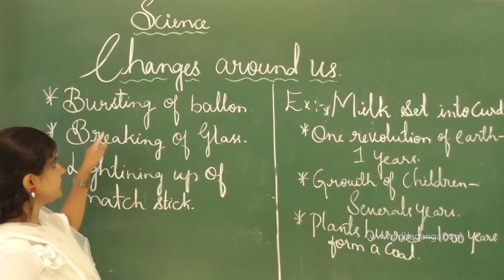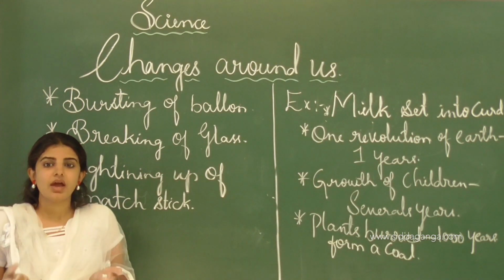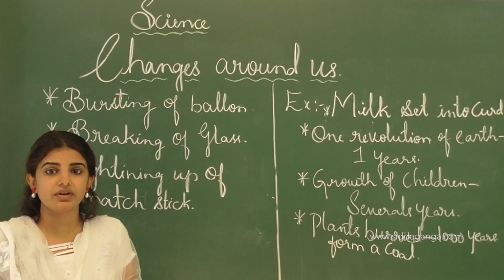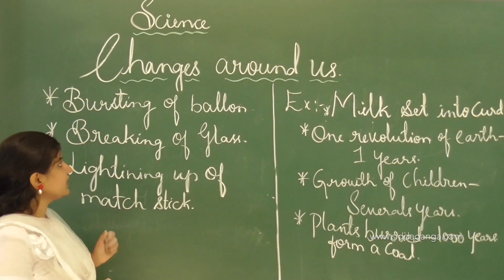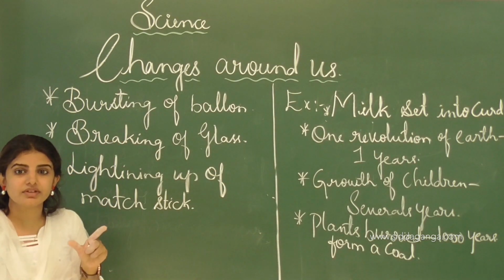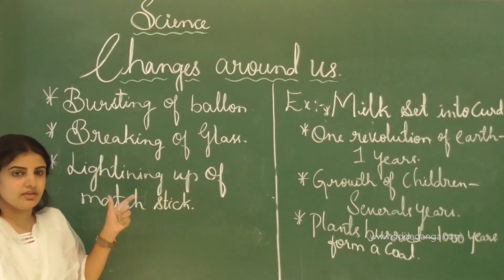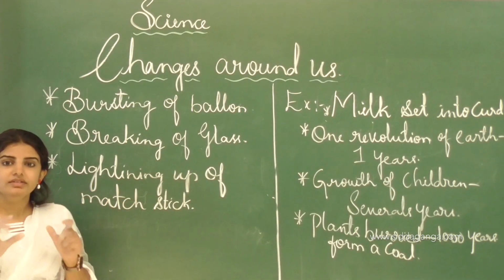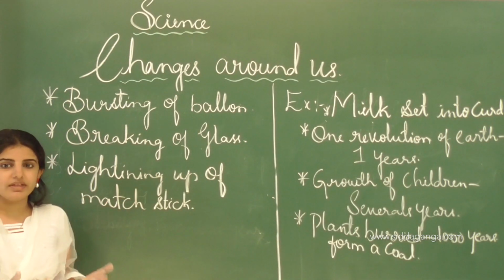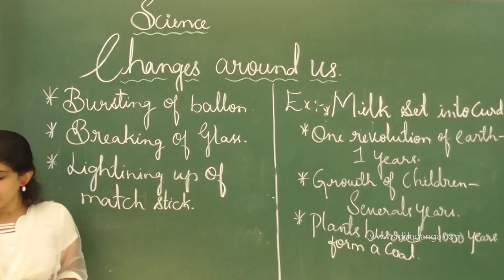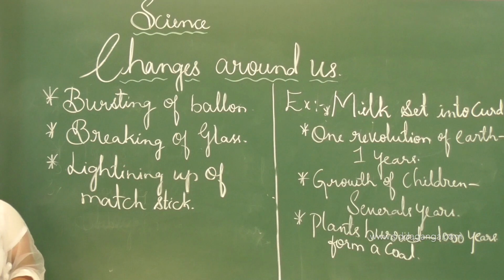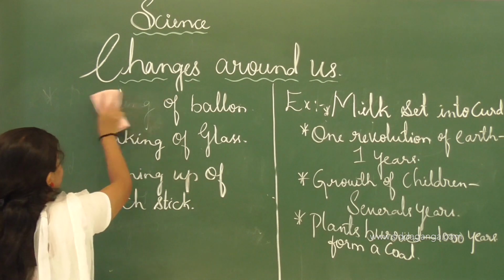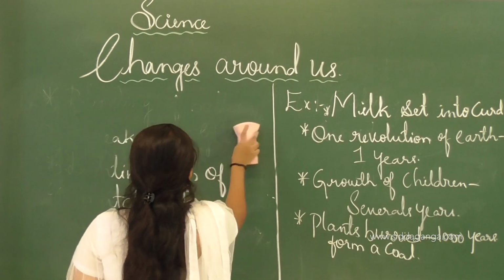See, these are the changes which take place so fast and so quick that it is difficult for us to measure the time taken. Bursting of the balloon is so fast that we can't even measure the time taken, and likewise the breaking of the glass and the lighting up of a matchstick. See, these are the fast changes which we have seen under the heading slow and fast changes. Next we shall move on to the activity, which is related to the heading slow and fast changes.